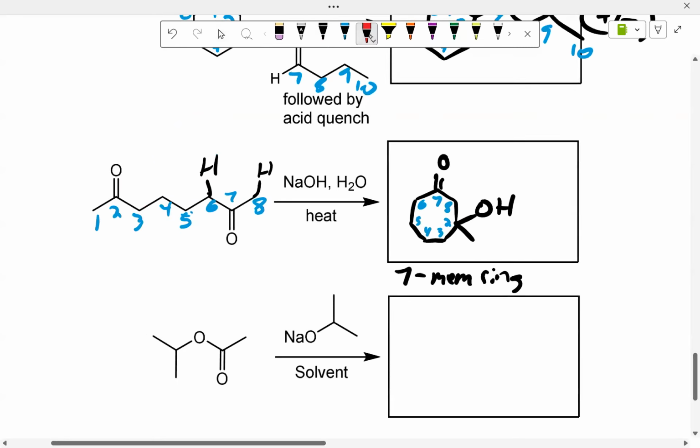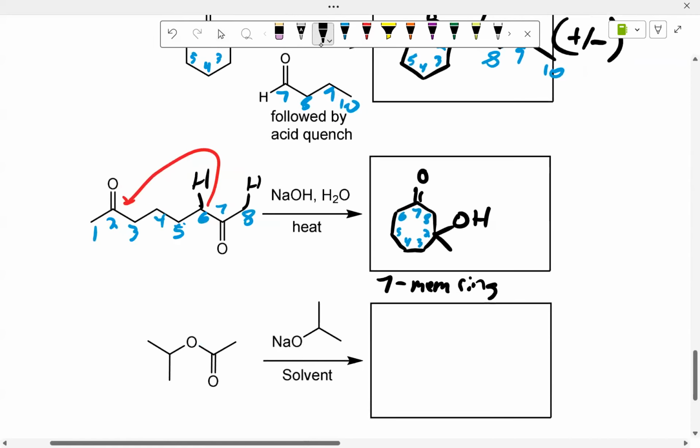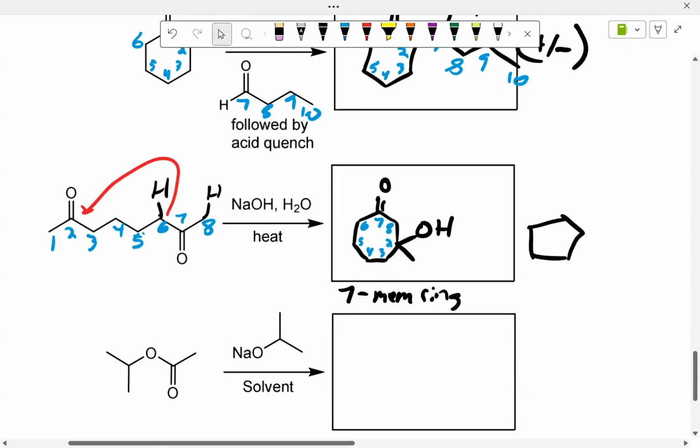Let's look at if we did the other side, if we deprotonated the hydrogen on carbon 6. That would form an enolate on carbon 6 and 7, and then carbon 6 would act as a nucleophile and attack carbon 2. There are 1, 2, 3, 4, 5 carbons in between carbon 2 and carbon 6. So that would form a 5-membered ring, which is way easier to draw. For that reason, I would prefer to deprotonate carbon 6. But unfortunately, ease of drawing isn't the determinant of what product is formed.